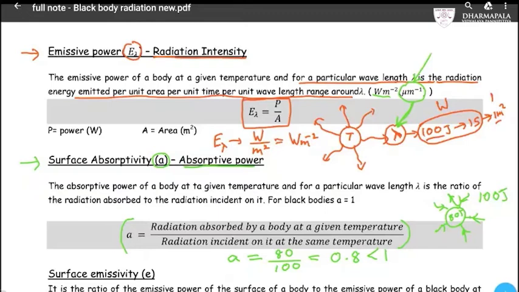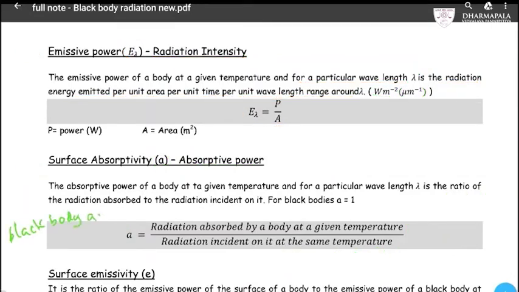But for black bodies, the absorptive power is 1. You don't get any object which is having the absorptive power more than 1. Black body has the maximum intensity of radiation. Therefore, it can emit the highest amount of radiation at a given temperature. All the other normal objects will emit radiation less than that. Therefore, for black bodies, A is equal to 1. For normal objects, A is less than 1.